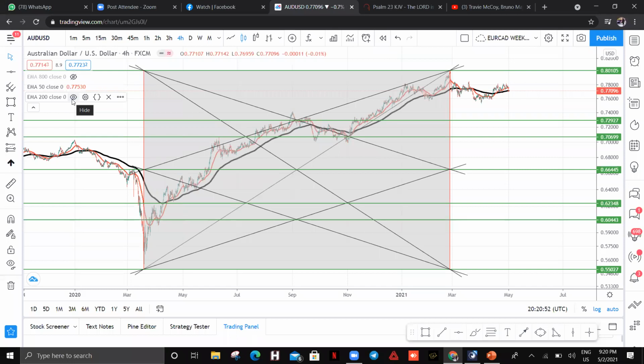Now, why do we say 50 and 200? The 200 moving average is a trend indicator. It tells you what is happening in the markets. Meaning, if price is above the 200, let me close the 50 so you won't be confused. This is the 200 moving average, a black one. If price is above the 200 moving average, it tells you that the trend is an uptrend based on this strategy. So looking at it, you tell that price is still moving up.